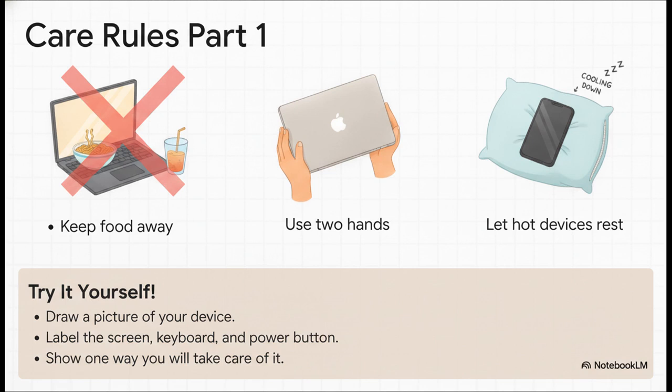Rule number 2, carry your devices carefully. Always use 2 hands for a laptop, don't go swinging it around like a bag, and please don't toss your phone onto the bed from across the room. And rule number 3, if your device is getting really hot, just give it a rest. Devices actually get tired in their own way, and they need time to cool down.